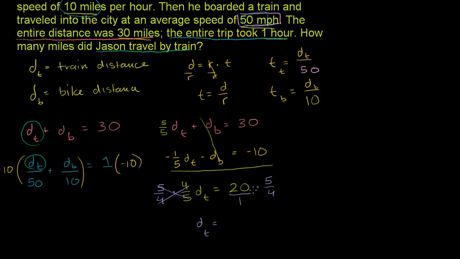That's the same thing as 20/1 times 5/4. 20 divided by 4 is 5. 4 divided by 4 is 1. So it's just 5 times 5. So the distance traveled by train is 25 miles. And we're done. And we could go back if we wanted to figure out any of the times or the distance by bicycle. Actually, it's very easy. The distance by train is 25. Distance by bicycle has to be 5 if they're going to add up to be 30 miles.